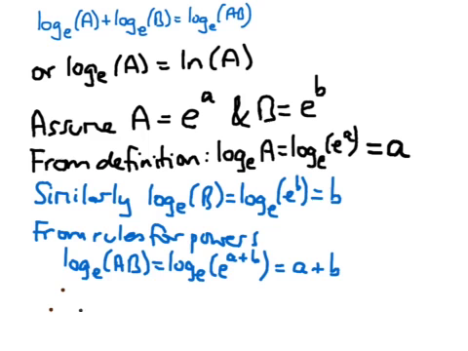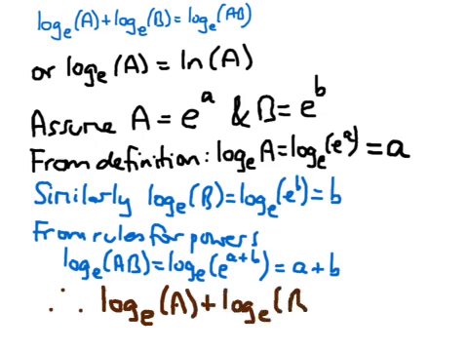So therefore, the logarithm to the base e of capital A plus the logarithm to the base e of capital B is the logarithm to the base e of A multiplied by B. And that is the first of the three rules for logarithms proven. So we'll now move on to the next slide and look at the next rule.